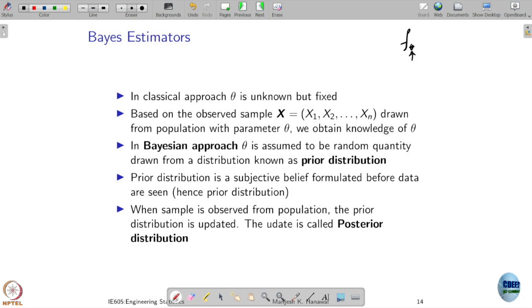Now in the Bayesian approach, we assume that this theta itself is a random quantity drawn from some prior distribution. So we are going to say that this theta itself is coming from some distribution which we don't know, but we may assume that it is drawn from some fixed distribution; what the exact value is, I don't know. In the classical approach, we did not put any prior distribution on theta. We assumed that it is always fixed, a constant value. But now we want to put a prior distribution saying that this theta itself is coming from some distribution.